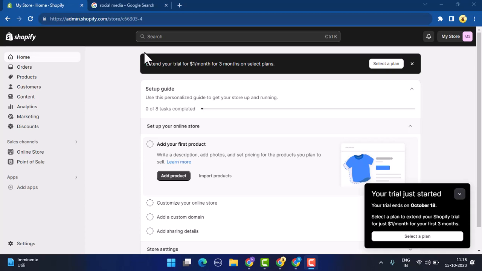Now, remember that competition is a natural part of your business landscape. Your goal is not only to identify competitors, but also to understand their strengths and weaknesses. So these were the steps on how you can find dropshipping competitors for your Shopify store.